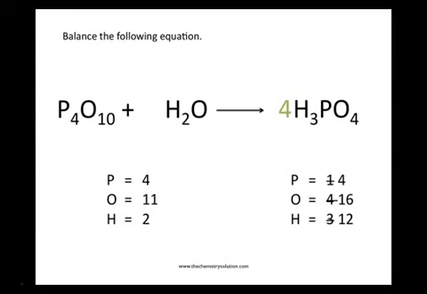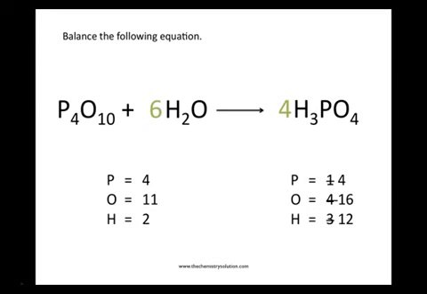Now that I've balanced the number of phosphorus atoms on the reactants and product side, I'm going to balance the number of hydrogen atoms next. So using the new number of atoms that I've calculated, I have 12 hydrogen atoms on my product side. In order to give me 12 hydrogen atoms on my reactant side, I know that I'm going to need to add 6 as a coefficient in front of H2O. So 6 times the subscript on H, which is 2, now gives me 12 hydrogen atoms on my reactant side.